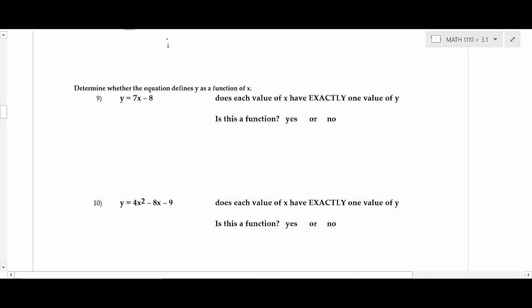So this is basically what you got to do. You got to try to answer this question. Does each value of x give you exactly 1 value of y? Now you got to think about this. These are thought problems primarily.